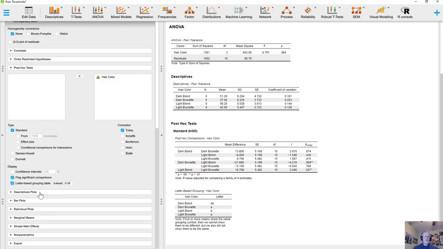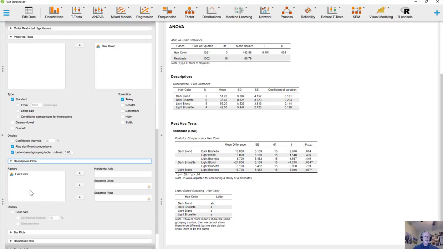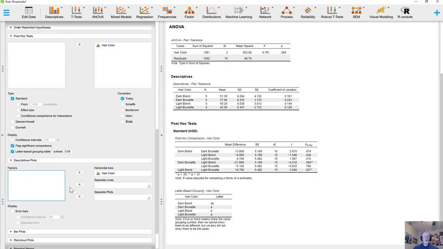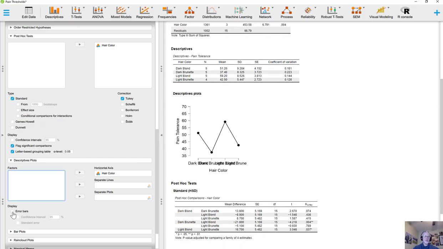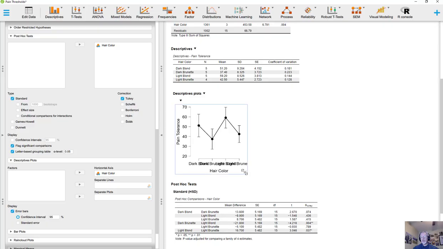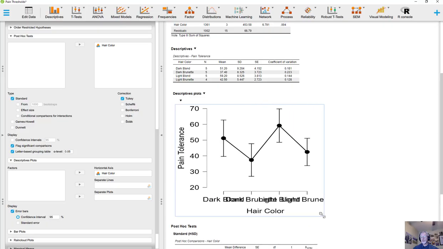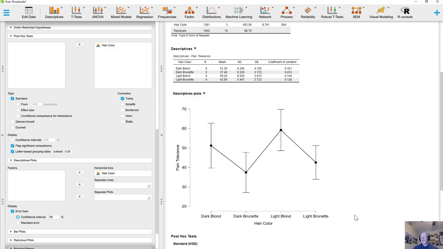You can also look at descriptive plots. Put hair color in on the horizontal axis. You can ask for a display of error bars. And originally it comes up not looking all that great. The words are all running over each other. Take your cursor on this little corner, stretch it out, let go, let it readjust, and then it comes out with a nice plot. And here it becomes easier to see that the light blonde group right here is significantly different than these two groups over here.